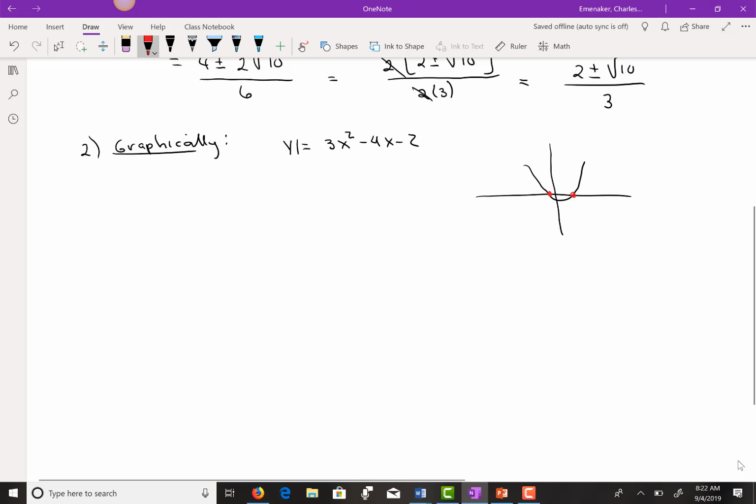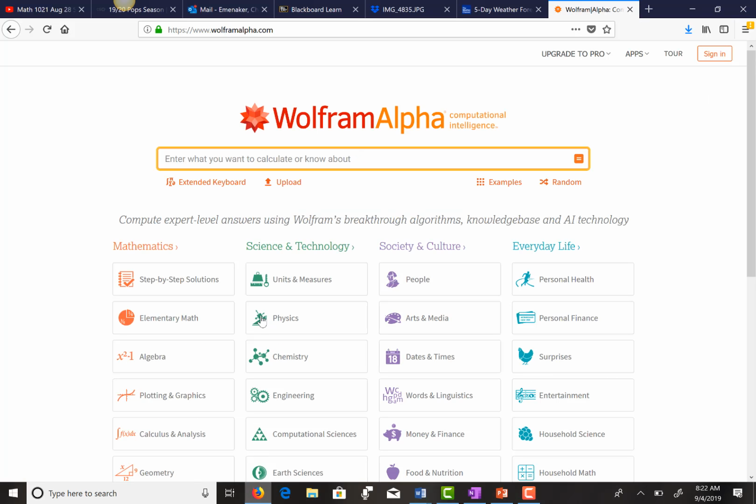A third way to do this, and this route won't be an option on most quizzes and tests, but it's a route that I want you to be aware of, because out in the real world, when you're working at P&G or Kroger or wherever you're going to get a job, they're not going to say, solve this, and you're not allowed to use the computer. Are they? They don't care if you use the computer.